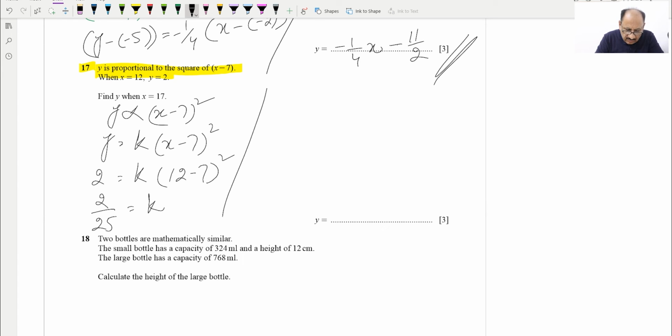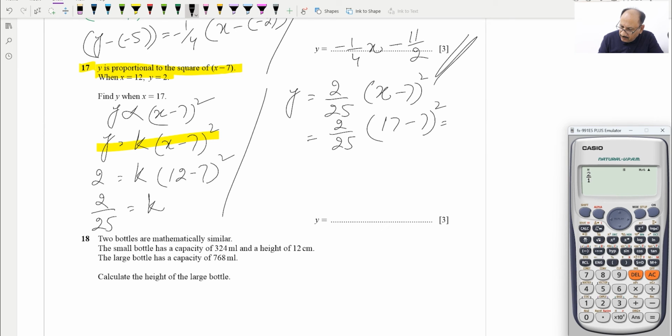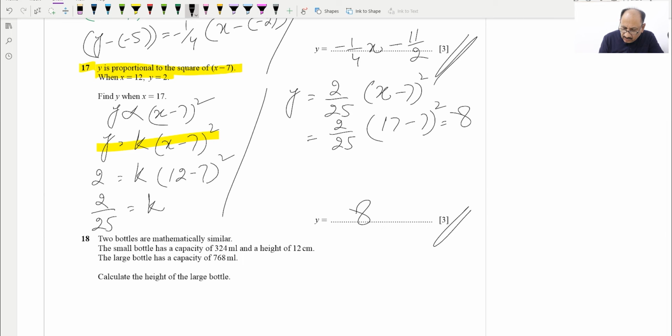Now this k value we can write in this equation, and we can rewrite it as y is equal to 2 over 25 into x minus 7 square, and further they are saying find y when x is equal to 17, so it will be 2 over 25 into 17 minus 7 square, which will be equal to 2 over 25 multiplied by 10 square, which is 100, so it will be 8. So the answer is y is equal to 8 for 3 marks.